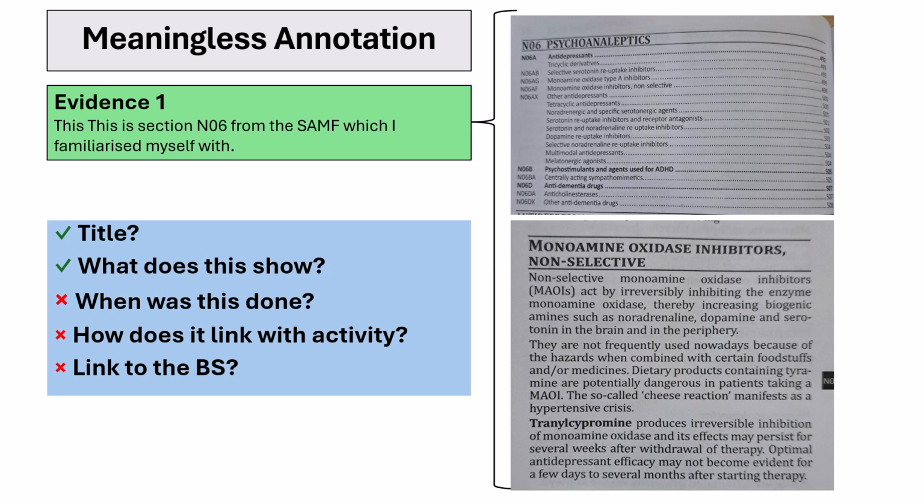Okay, let's go. This is evidence 1. This is section N06 from the SAMF, which I familiarized myself with. So your friend is telling you a story, but this is all the information that they provided. They gave you a title. They told you what it shows, but when was this done? How does it link to the activity? And all of those things. As a friend, I'm sure that you are frustrated because your friend is not telling you a good enough story.